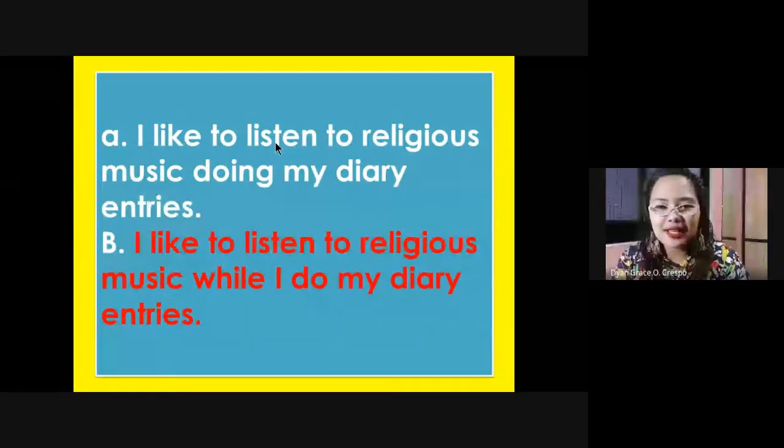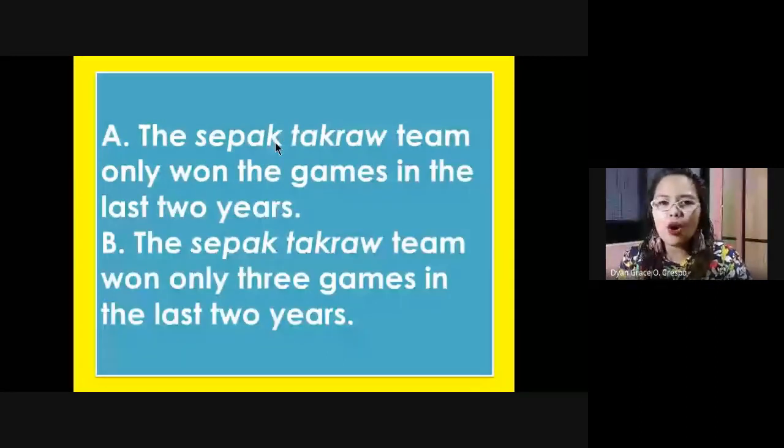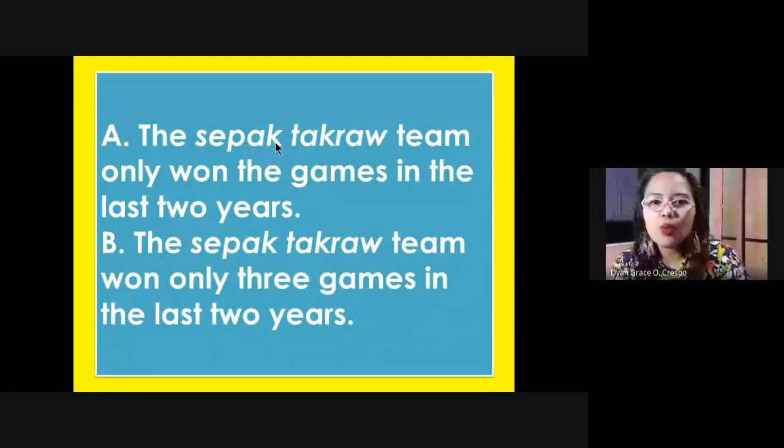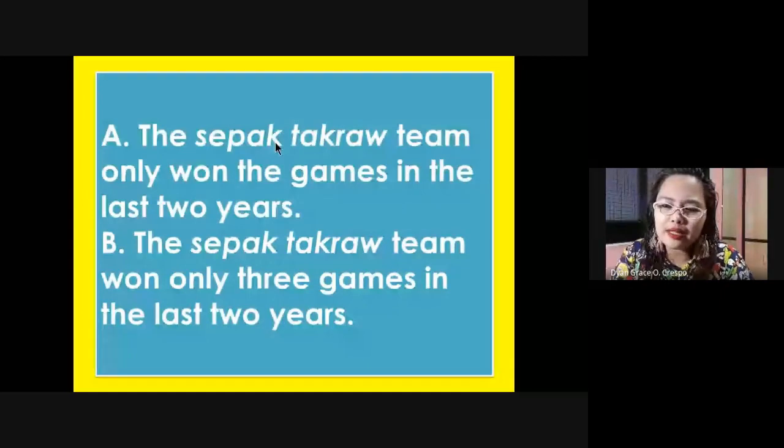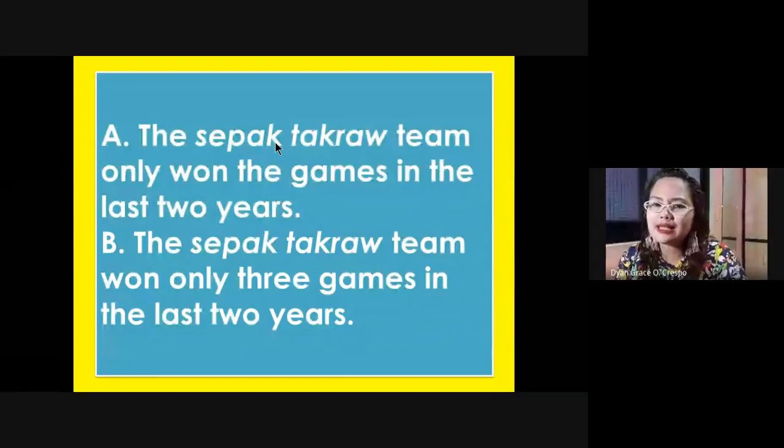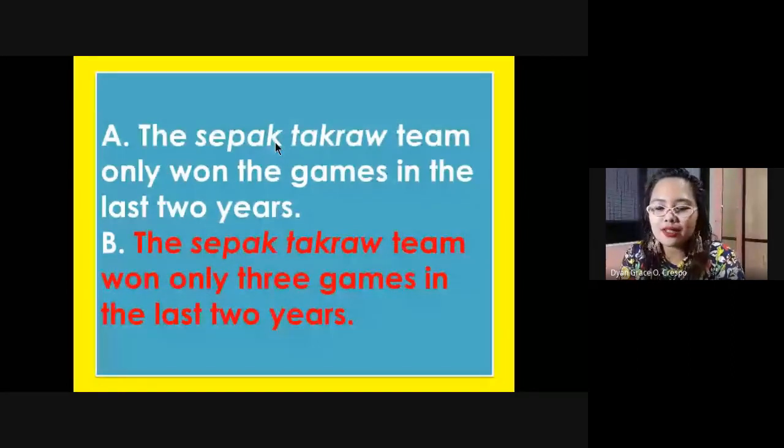Okay. This one, let me be sporty a little bit. Letter A: The Sepak Takraw team only won the games in the last 2 years. Letter B: The Sepak Takraw team won only 3 games in the last 2 years. Which of the following do you think makes sense? A or B? Which makes sense? In this particular one, medyo nalito sila dito eh. So let us check if malilito kayo. The correct answer. Very good, students. Most of you got the correct answer: The Sepak Takraw team won only 3 games in the last 2 years.